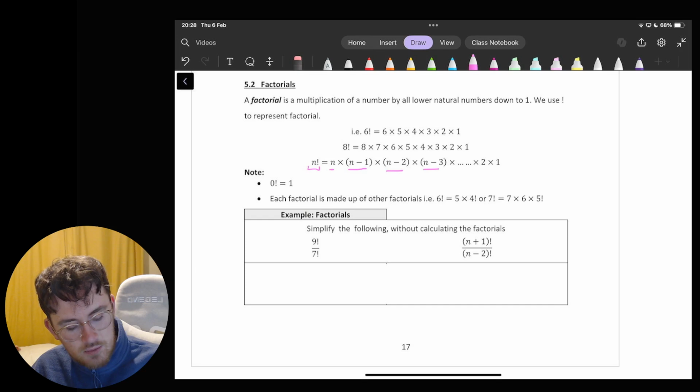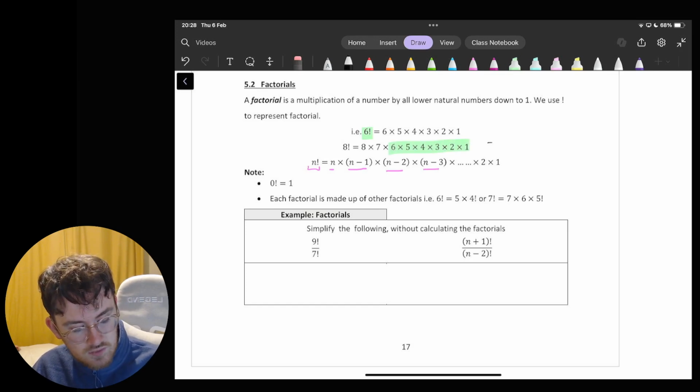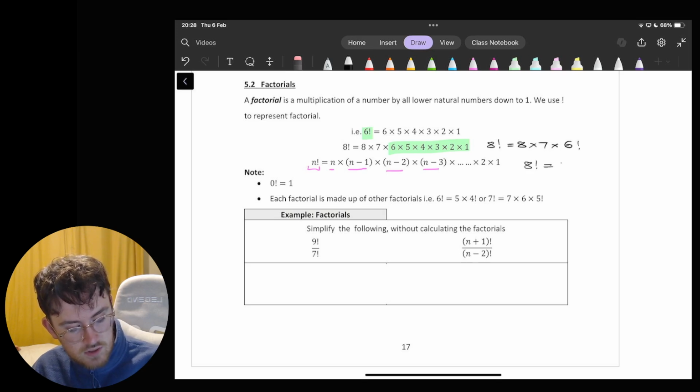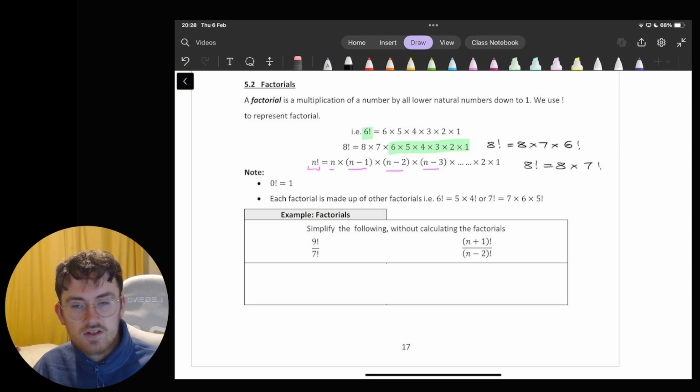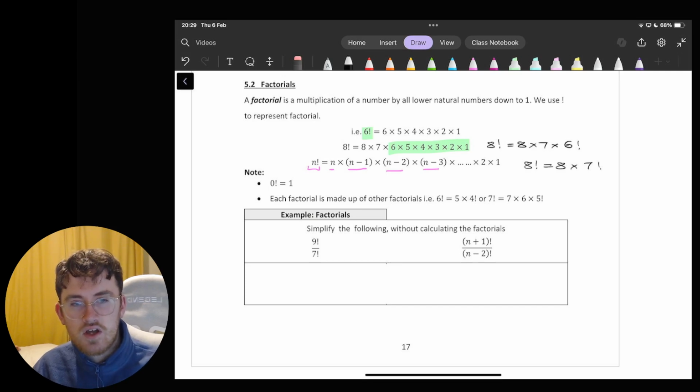So let's even look at the example we had here. 6 factorial was 6 by 5 by 4 by 3 by 2 by 1. So I can already see that all of 6 factorial is included here. So I can actually rewrite 8 factorial as 8 by 7 by 6 factorial. But I could equally rewrite 8 factorial as 8 by 7 factorial. Okay, and 6 factorial could be 6 by 5 factorial. Because you're always just multiplying on the extra number, you're really just increasing these factorials constantly.